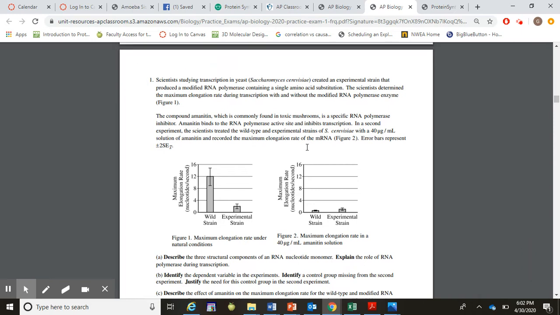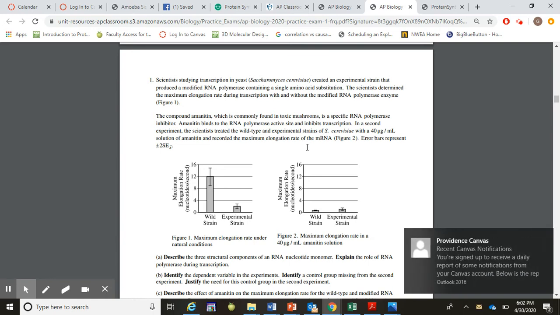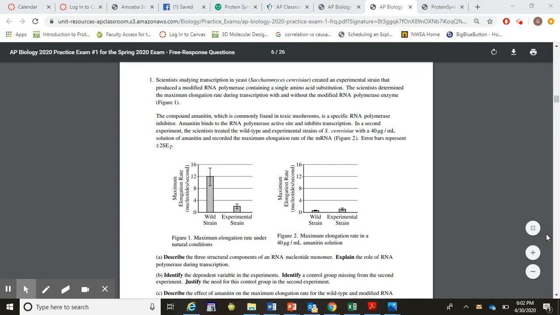Scientists studying transcription in yeast created an experimental strain that produced a modified RNA polymerase containing a single amino acid substitution. So my mind goes two places here. First of all, RNA polymerase is an enzyme, and I want to think, what is RNA polymerase involved in? It's involved in transcription, the creation of messenger RNA from our DNA template. So this is involved in transcription, creating our messenger RNA template. And they told us that this new modified version has a single amino acid substitution.